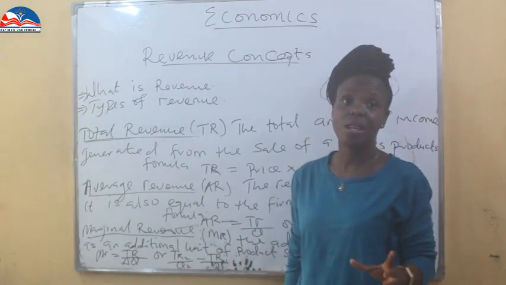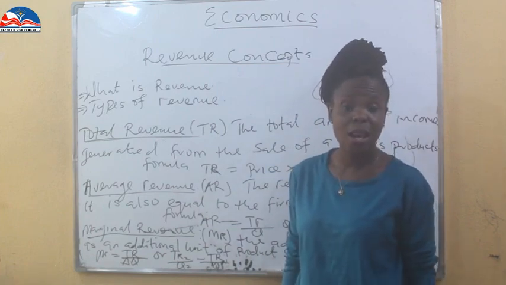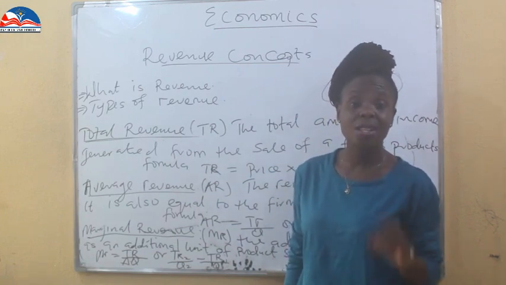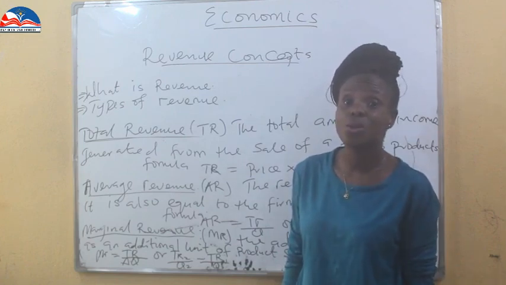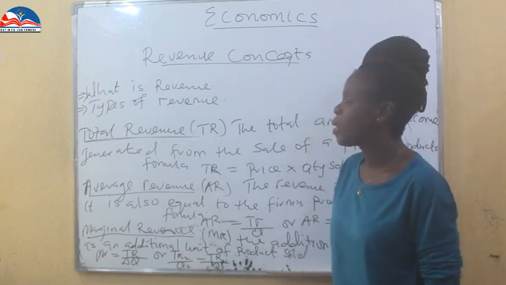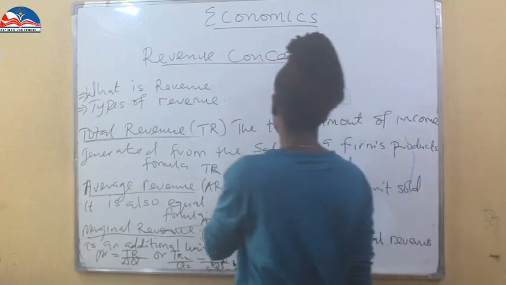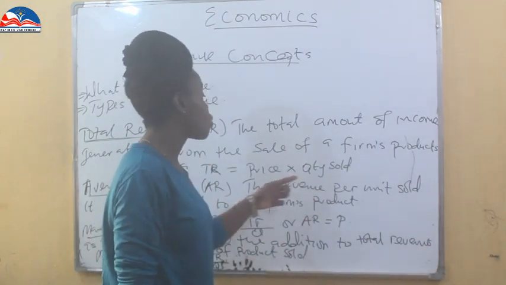Total revenue: if the company produces 1,500 products and sells 1,300, the total revenue gotten is from the 1,300 that is sold, not the 1,500 that is produced. And the formula is total revenue is price times quantity. How much was the goods sold and at what quantity?